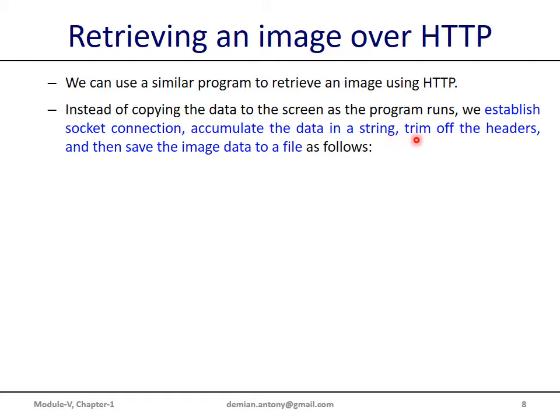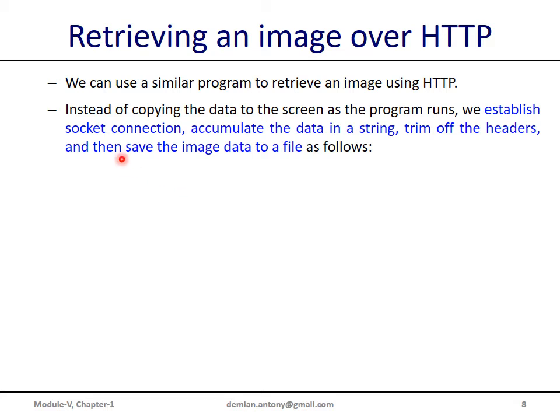And third one is we need to remove the headers. As I said, we receive the data that contains headers, a blank line, as well as actual content. So we need to remove that header as well as the blank line. That is what we have to do as the third stage. We have to trim the headers.